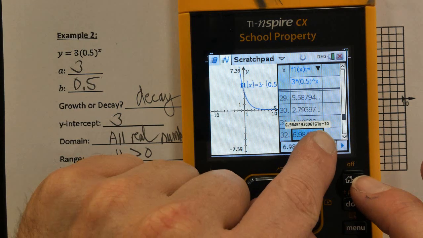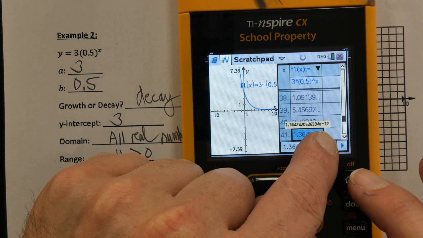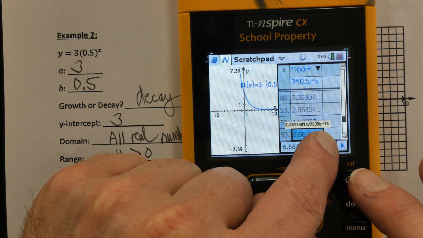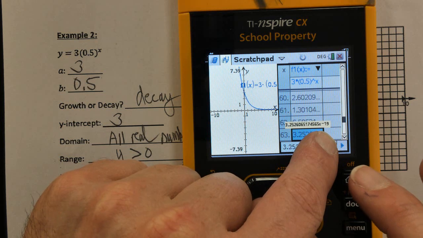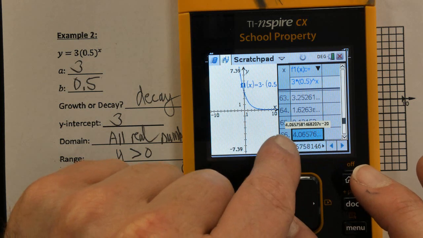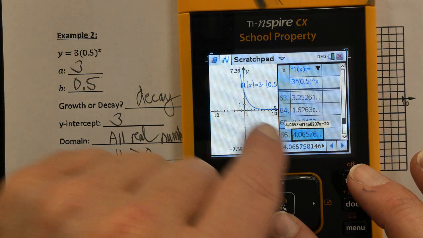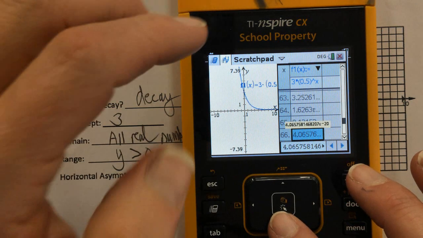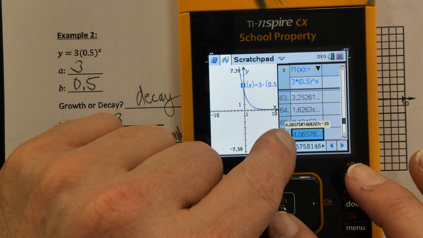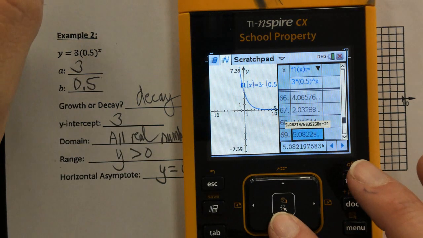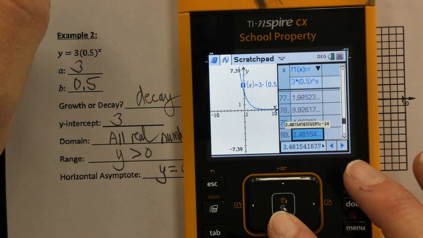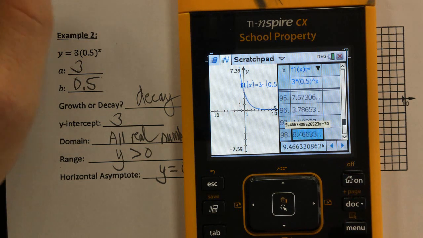So we got 10 zeros in front of this number now. 11, 12, 13, 14, 15, 16 zeros, 17 zeros, 18 zeros. So this number now at 66, all right, when x is 66, the y is 0.000000020 of those zeros, and then 4065. So it's never going to reach 0, guys. It gets close, but it never reaches it because 0 is the horizontal asymptote.